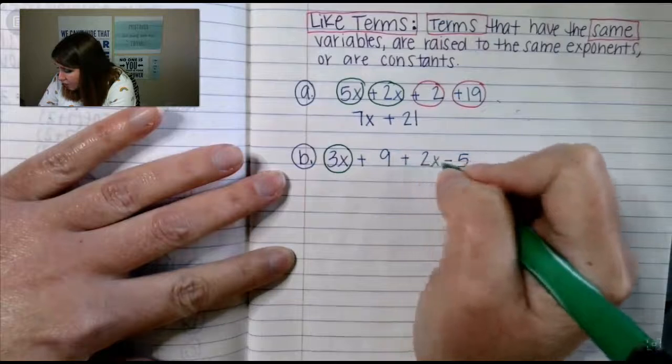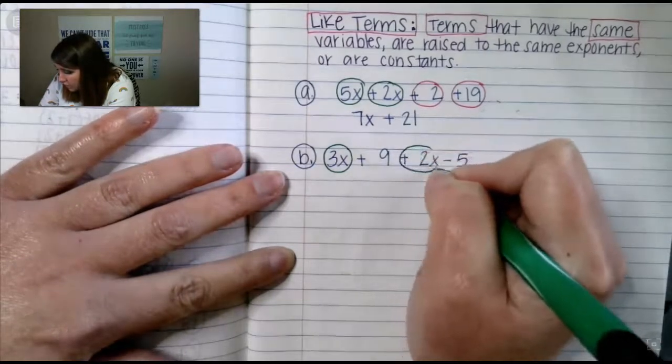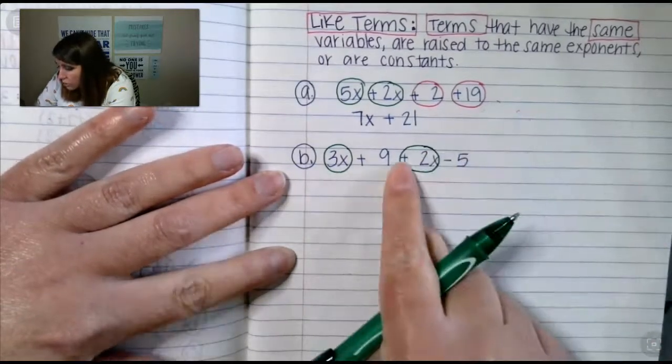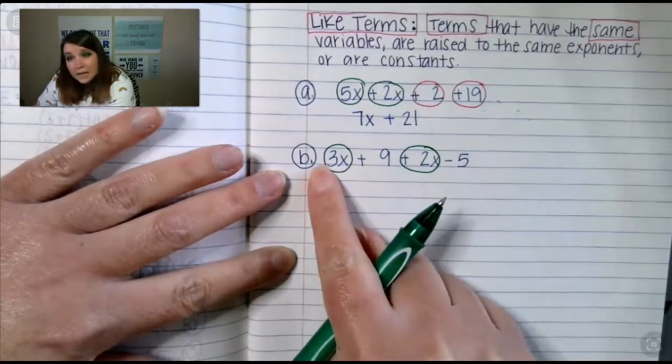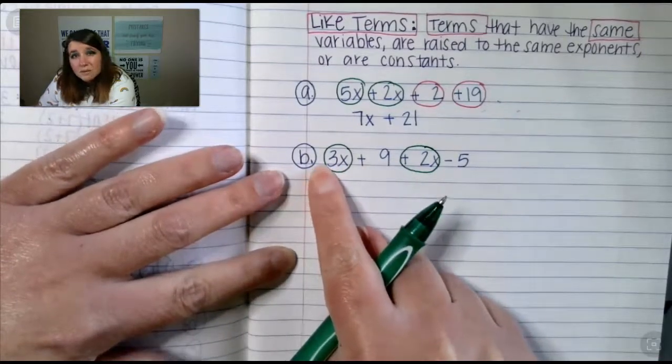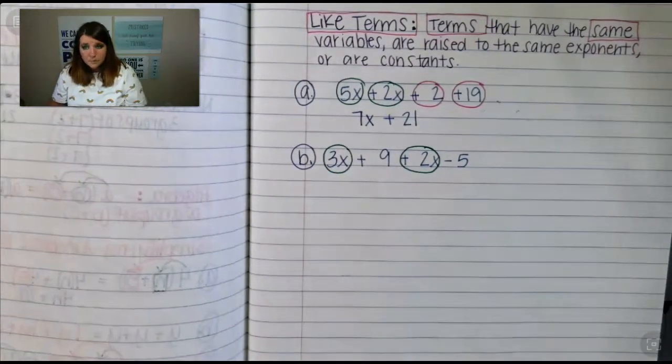Yes, this 2x right here, and it's a positive 2x. So let's circle the positive sign with it. Notice it's the sign that's in front. This doesn't have a sign in front, but it's still a positive number because it does not have a negative sign in front of it.